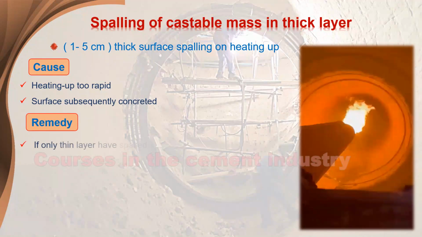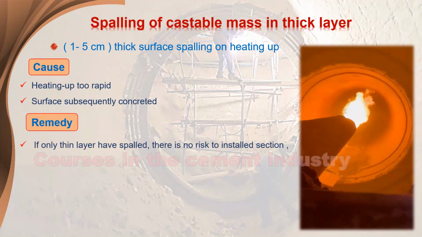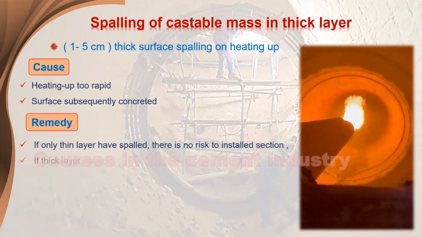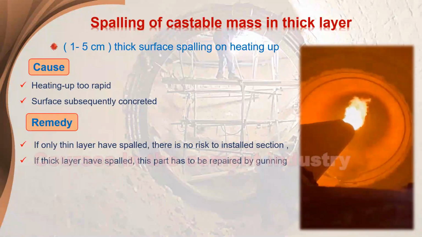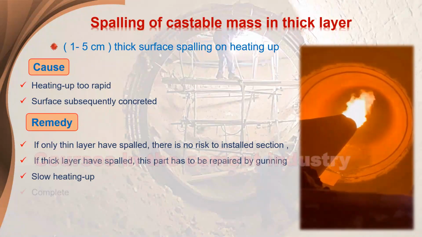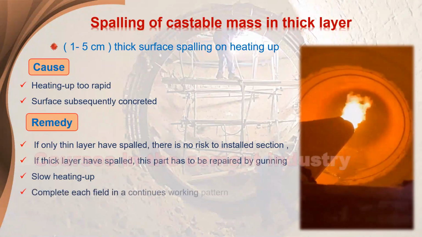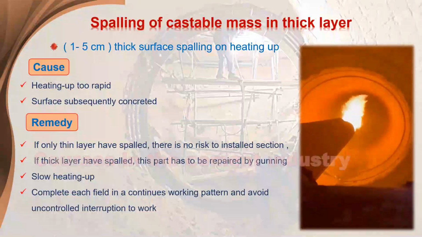If only a thin layer has spalled, there is no risk to the installed section. 2. If a thick layer has spalled, this part has to be repaired by gunning. 3. Slow heating up. 4. Complete each field in a continuous working pattern, and avoid uncontrolled interruption to work.